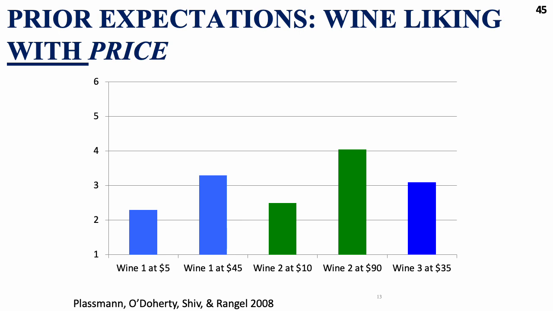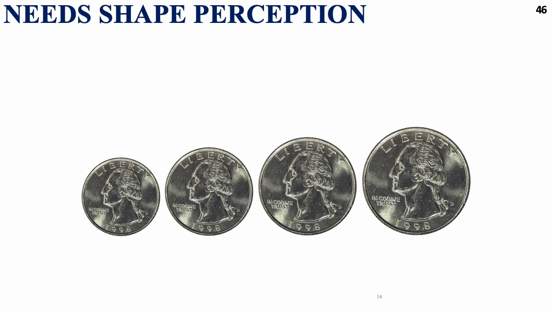So our prior expectations, i.e., we assume that more expensive wine will taste better, will affect our perceptions of said wine, of said objects, in this case wine. So needs also shape our perception, and this is an interesting study that's pretty famous.